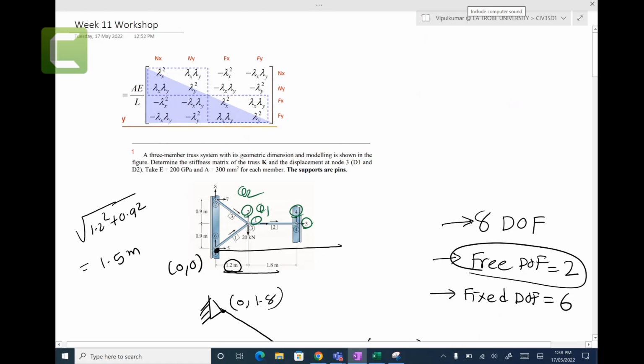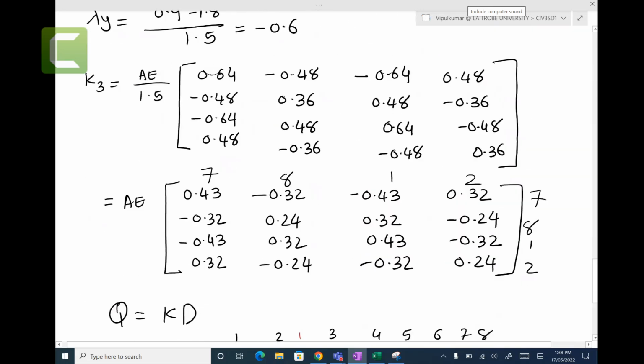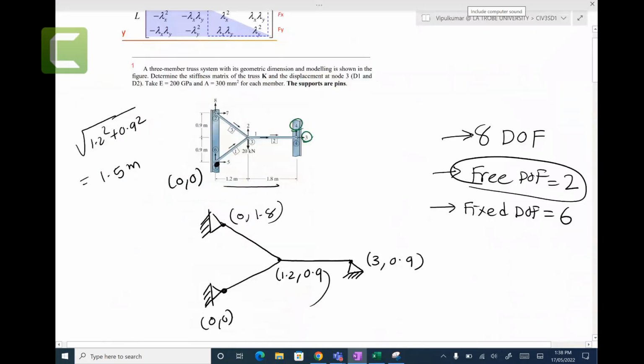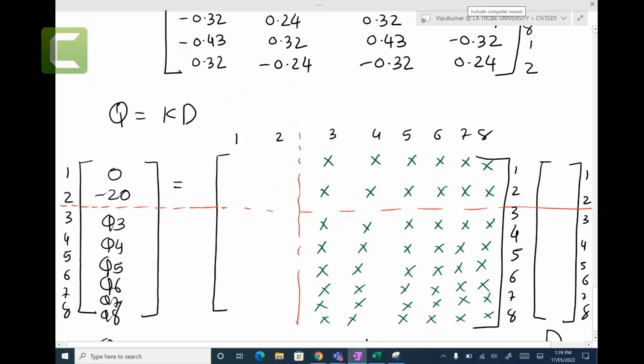This is Q3, Q4. So Q1 is 0. There is no external force going in the 1, but there is one in the 2. There is a force going in the 2 degree of freedom. So that would be minus 20 because it's going down. So I can write 0 here, minus 20. Q3 reaction force we need to find, Q4, Q5, Q6, Q7, Q8 we need to find. There are reaction forces. And then here 1 and 2.